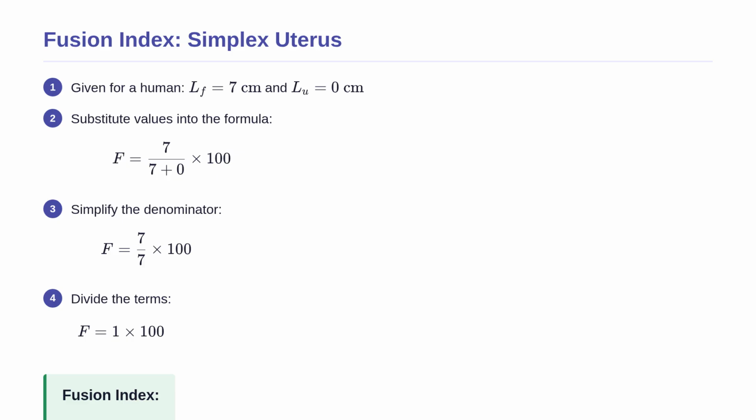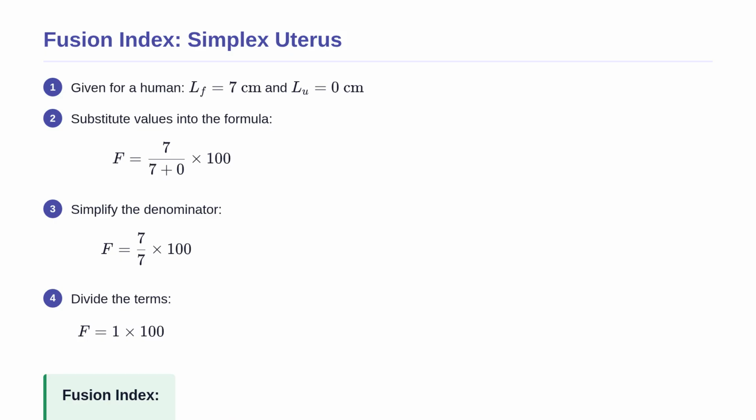Following our first calculation, let us apply the same formula to a completely different species. A medical student measures a human uterus and finds the fused uterine body is 7 centimeters long. Because there are no separate horns, the unfused length is exactly 0 centimeters. We plug 7 in for L sub F and 0 in for L sub U.